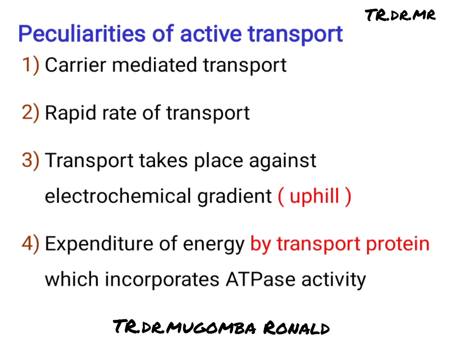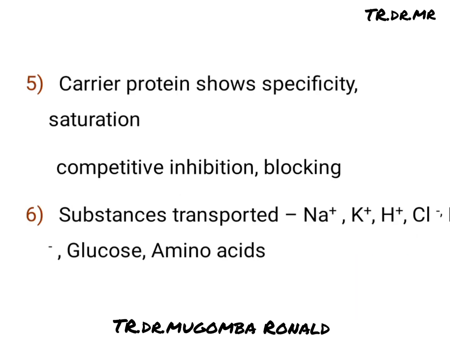Some things to note about active transport. One, it is carrier-mediated transport, similar to facilitated diffusion. However, it has a rapid rate of transport of materials, and it moves materials against their concentration gradient, that is to say up the hill, and it involves expenditure of energy. This energy is obtained from the breakdown of ATP in the presence of ATPase enzyme. These carrier proteins are usually specific and they undergo saturation. This can also be affected by competitive inhibition or blocking.